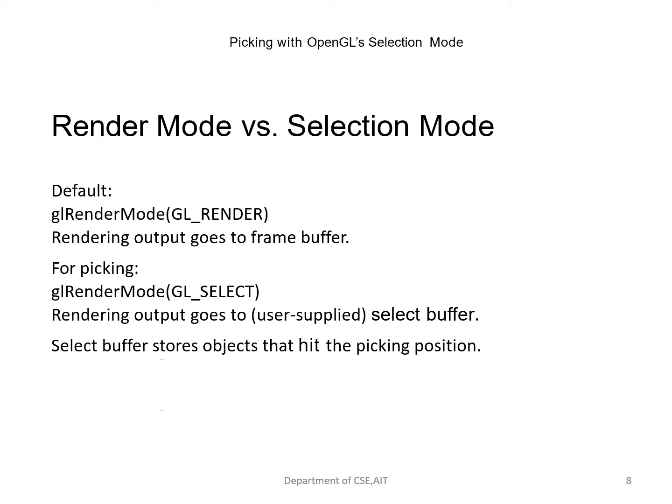The function glRenderMode allows us to select any of the three modes. That means we can go for either GL_RENDER, GL_SELECT, or GL_FEEDBACK. GL_FEEDBACK we are not using here, so let us not discuss it. We are just going to discuss GL_RENDER, which is for normal rendering to the color buffer, and GL_SELECT, which is used for the selection mode.